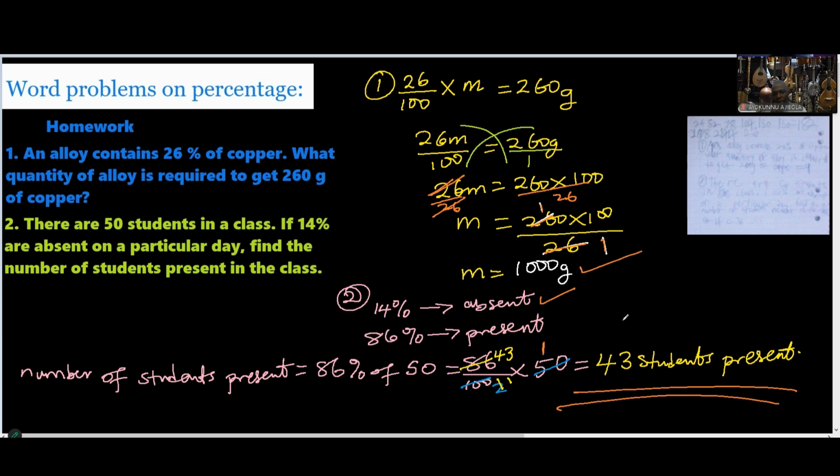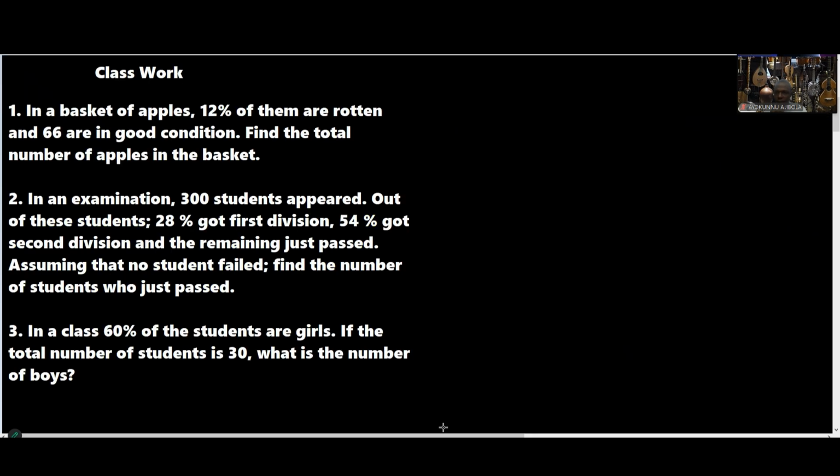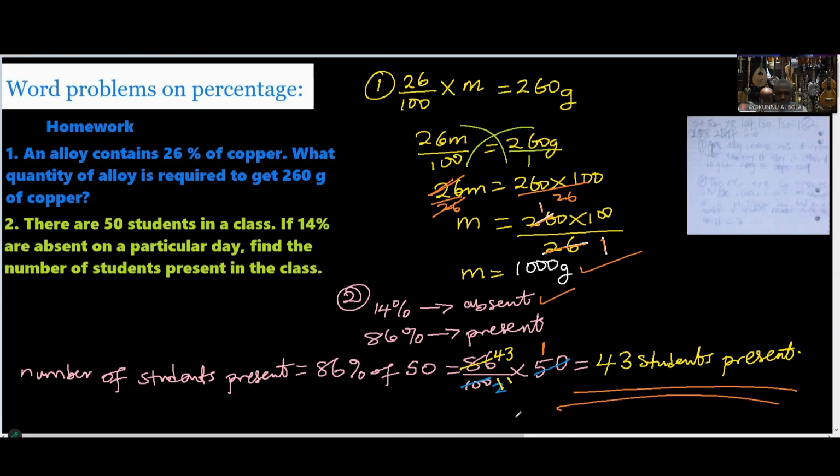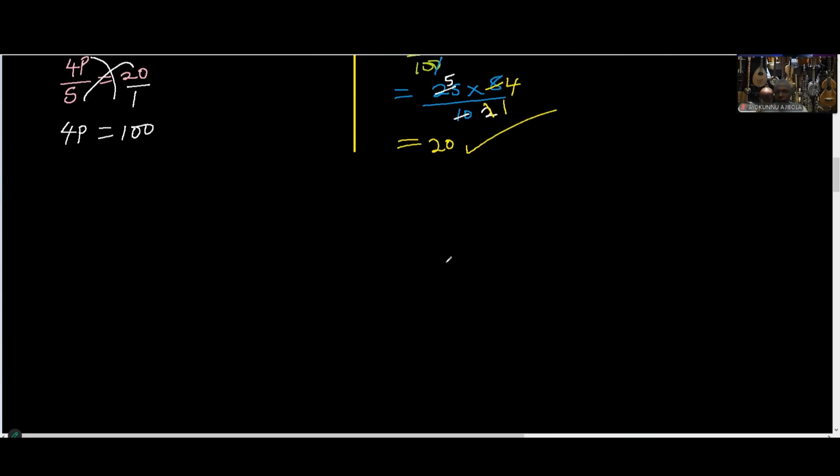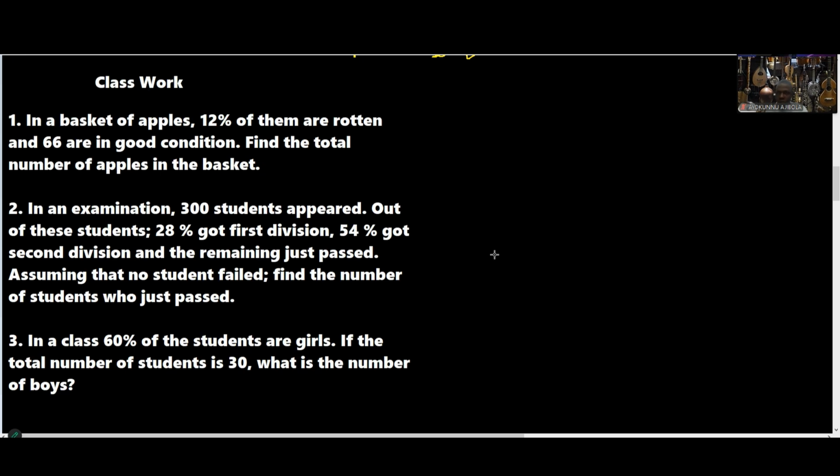We're going to look at another question. These are the set questions, like a classwork. Now, if we are to solve this, let me see. The first one says, in a basket of apples, 12% of them are rotten and 66 are in good condition. Take note, 12% are rotten, 66 pieces are in good condition, not 66%.